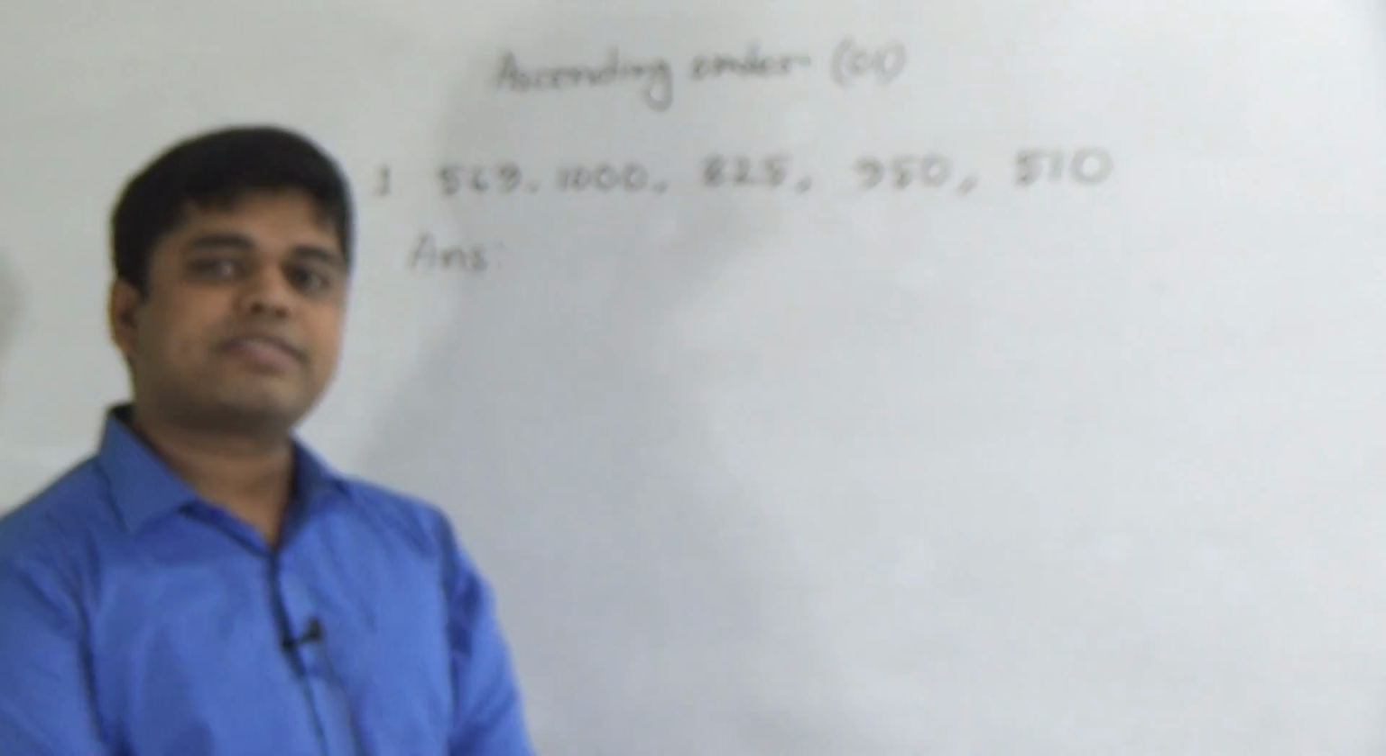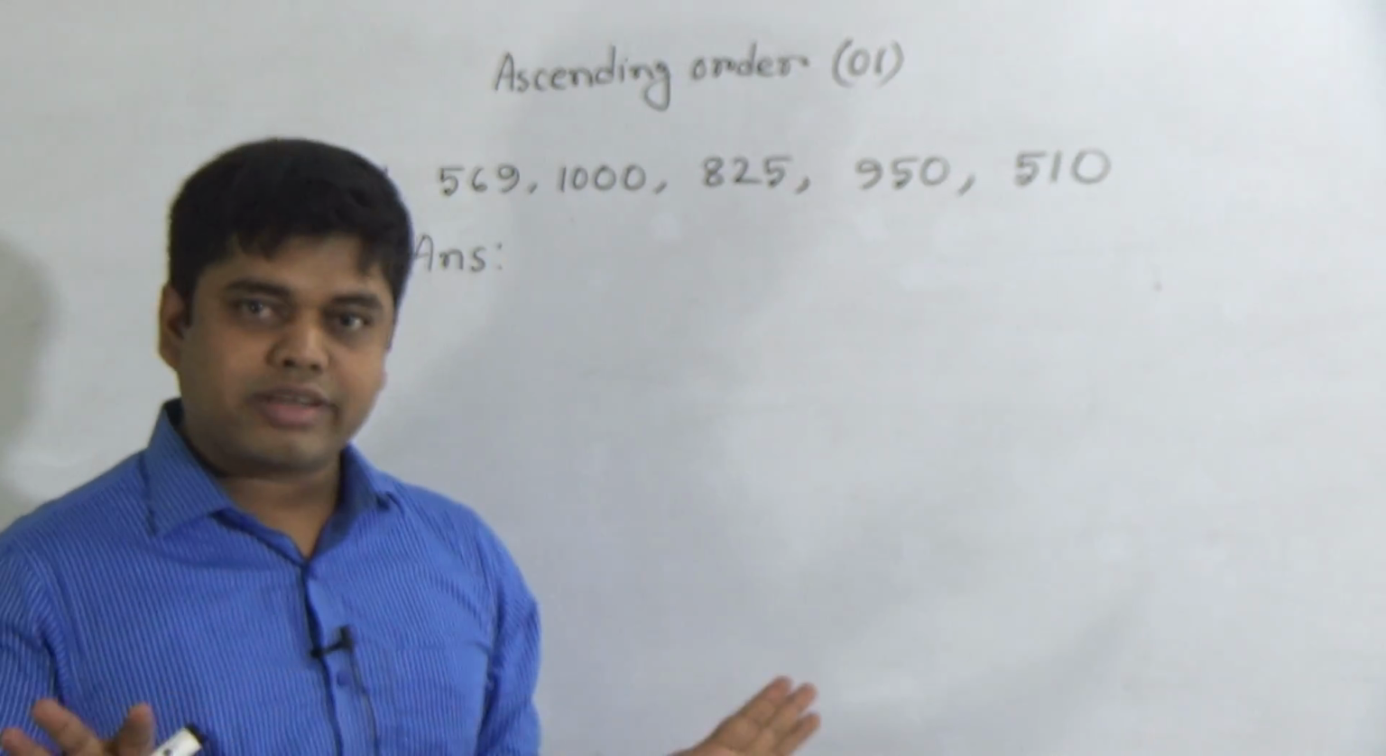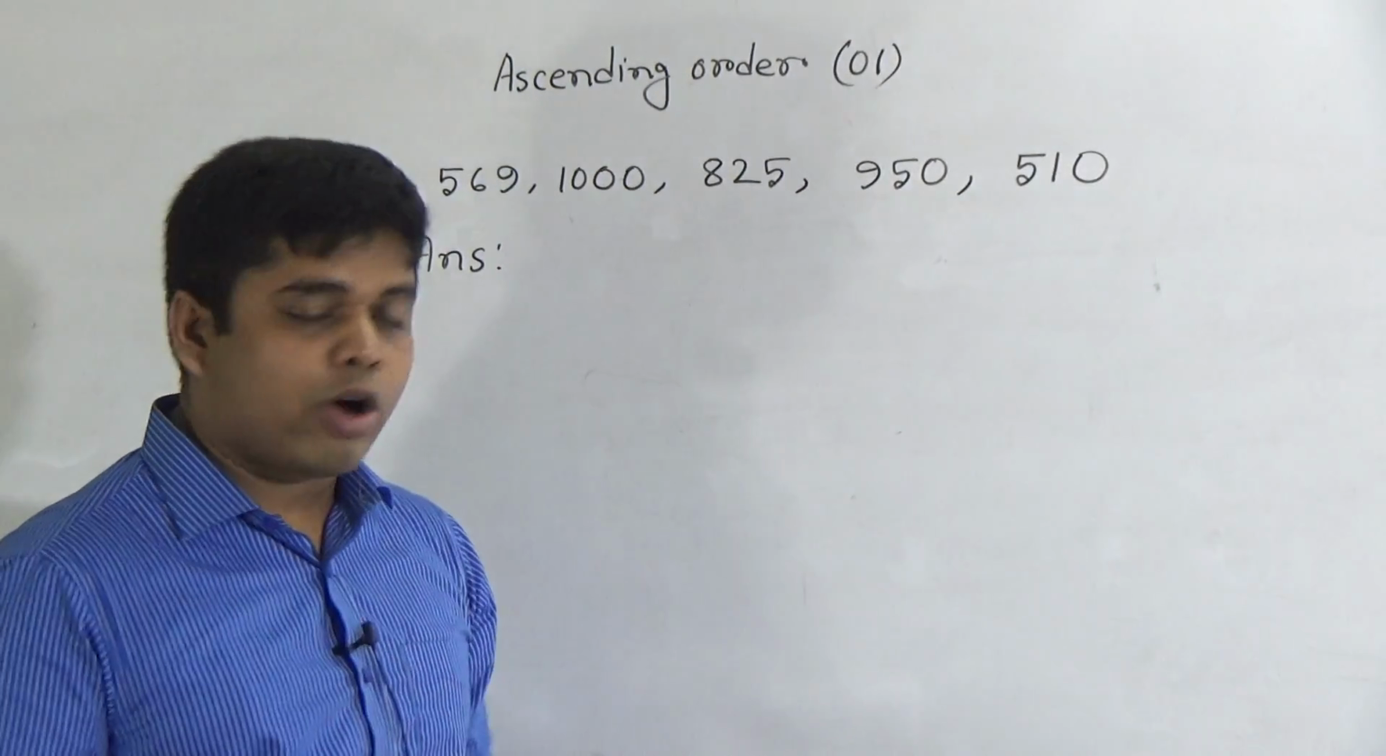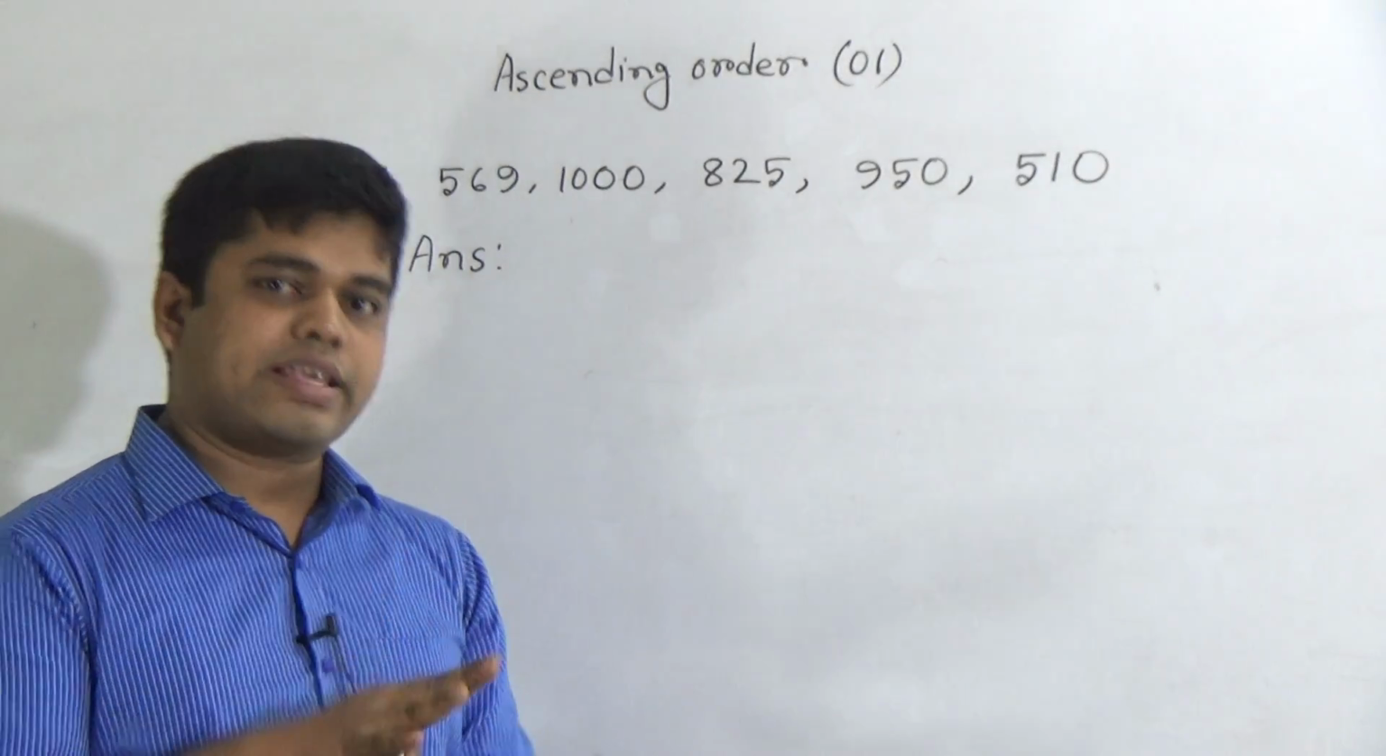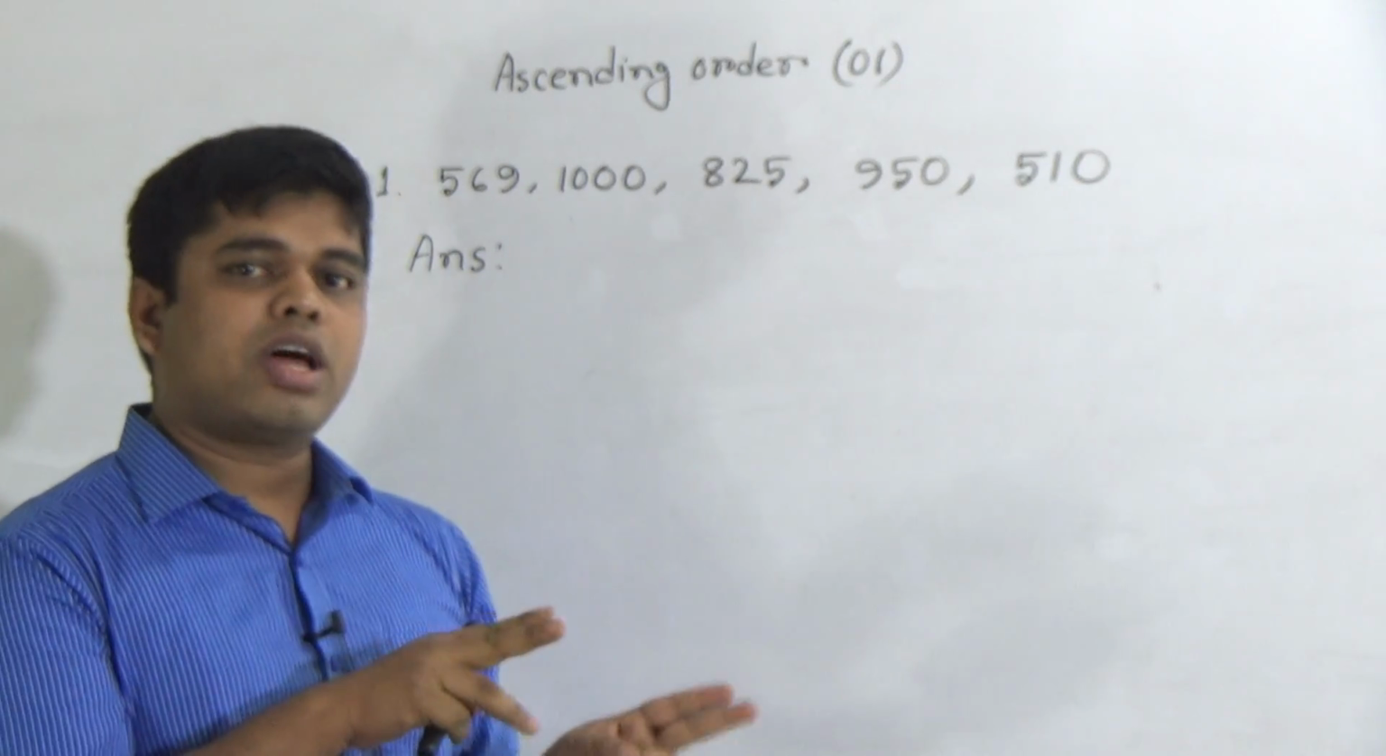Before starting to solve this math, at first we need to know what ascending order is. Ascending order means some numbers are given which are not arranged, but we want to arrange those numbers in ascending order, that means from smaller to larger.